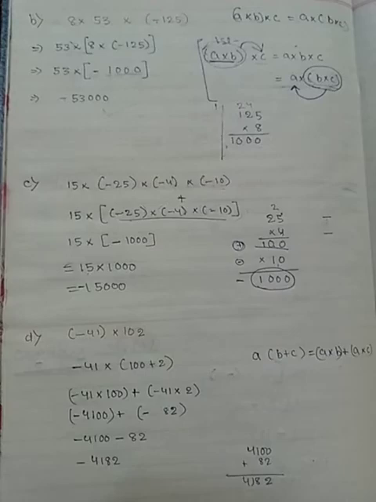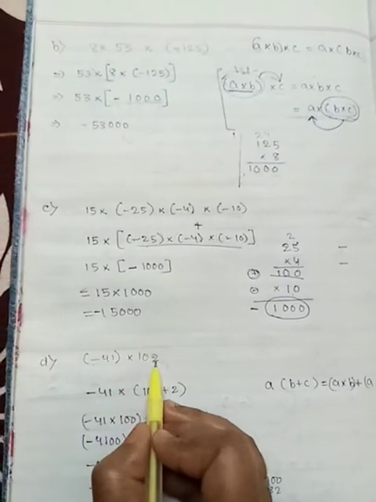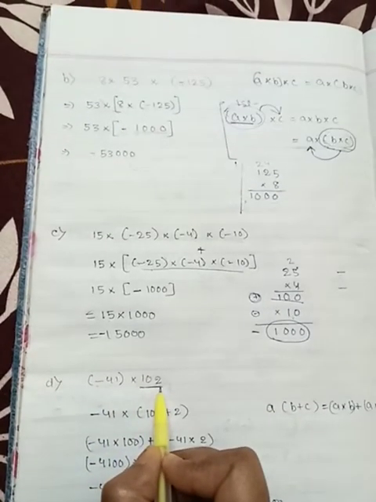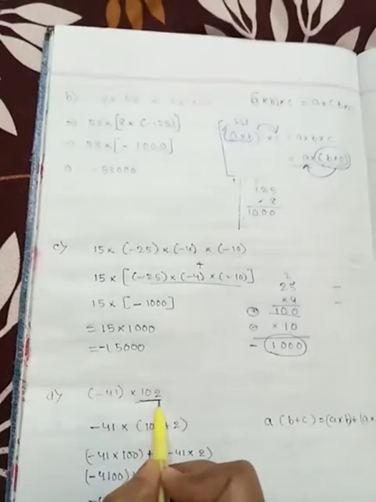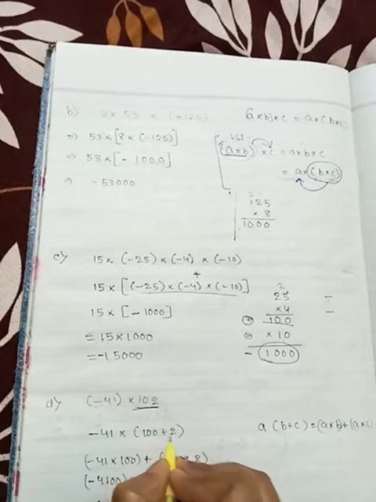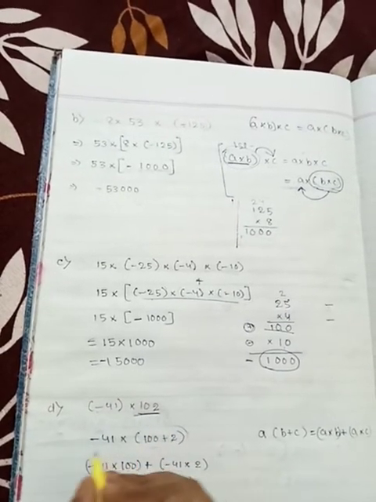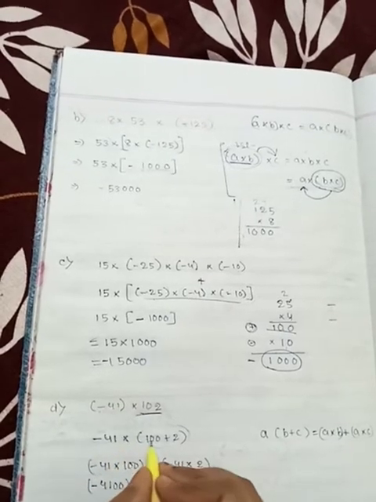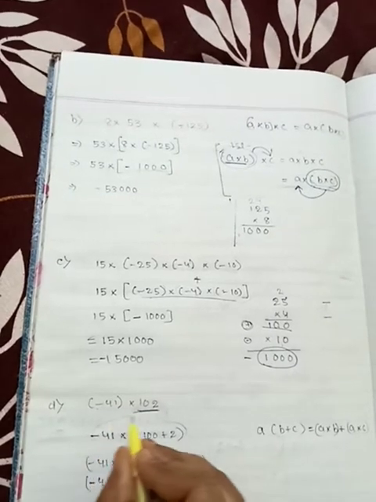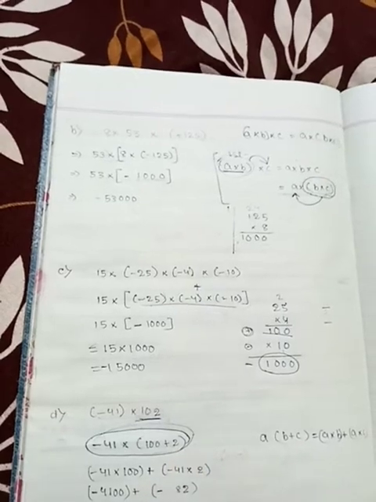This one is the important one. You just see, minus 41 into 102. You just see here, 102 is the bigger one. So what we have to do, can we write this 102 as 100 plus 2? Yes, we can write. So what we have done here, minus 41 into 100 plus 2. We have written this equation in distributive property.